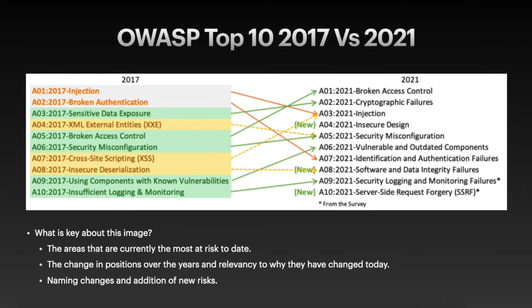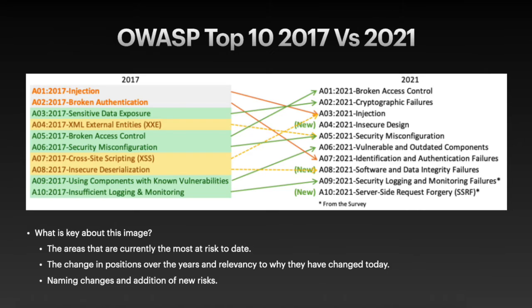Injection, that was number 1, now moves to 3rd place, and of 94% of applications tested for injection, a max incident rate of 19% and an average incident rate of 3.37% was found. The 33 CWEs that were mapped in this risk showed to have the second most occurrences in applications with 274,000 occurrences. It should also be noted that cross-site scripting has become part of this category.